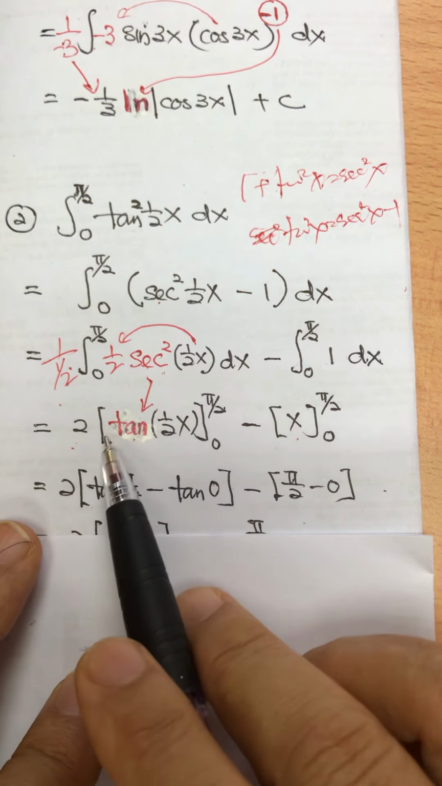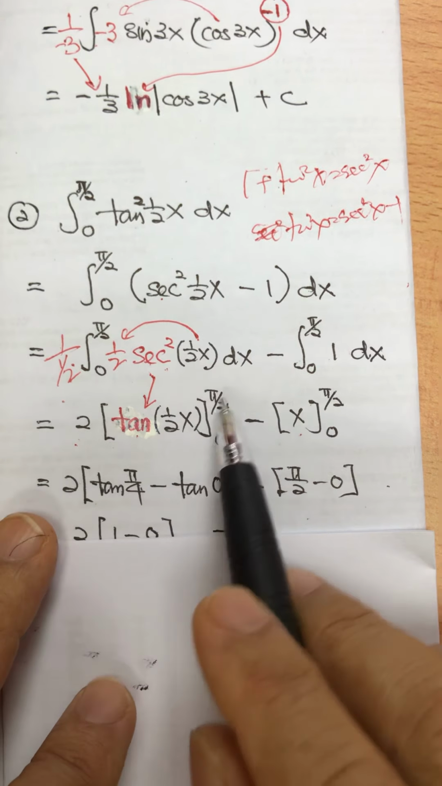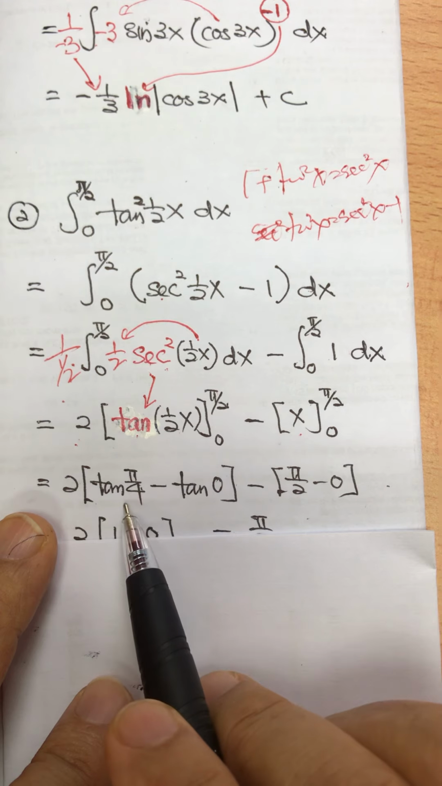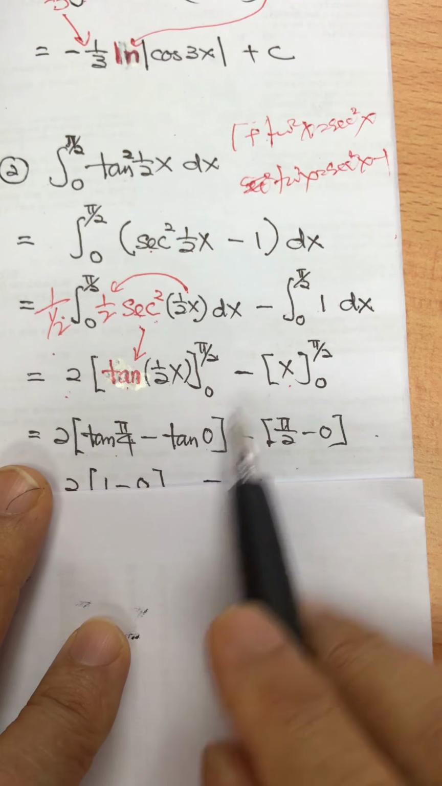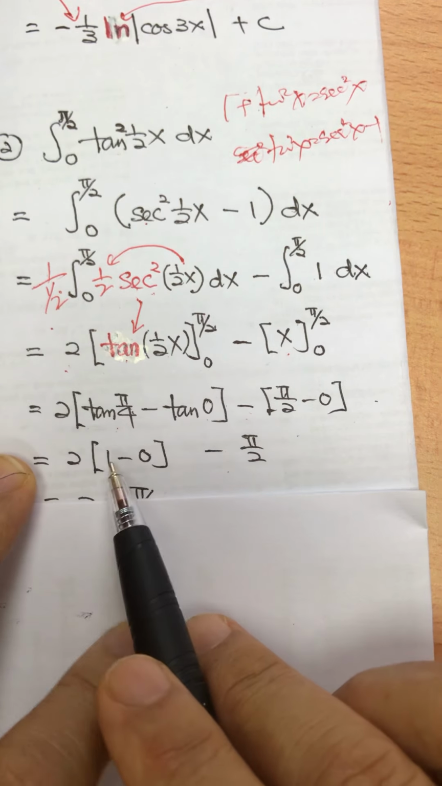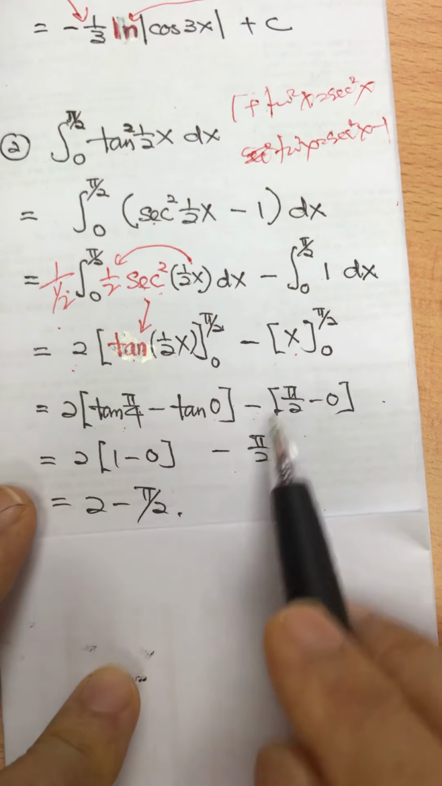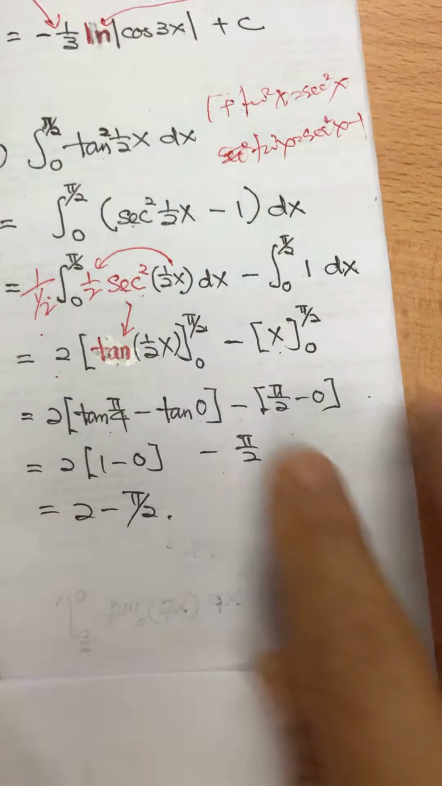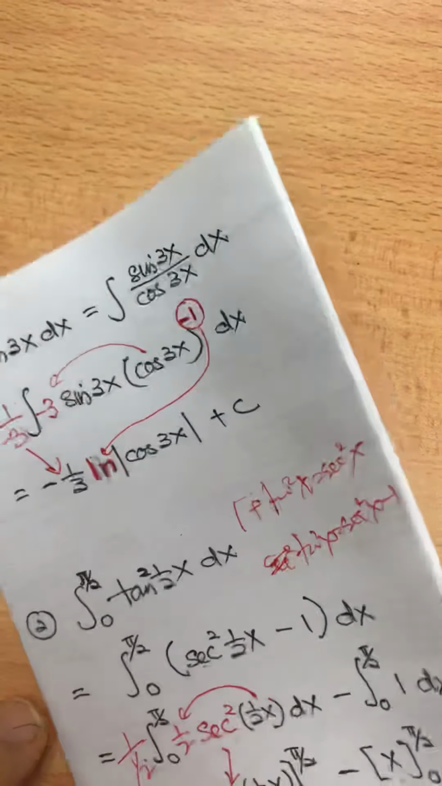Then after that you just substitute 0 and pi upon 2. So when you substitute pi upon 2, you get pi upon 4. Then you substitute 0. Then tangent pi upon 4 is tangent 45 degrees, which is 1, tangent 0 is 0. So this one you get this. Okay, that is how you integrate tangent square.